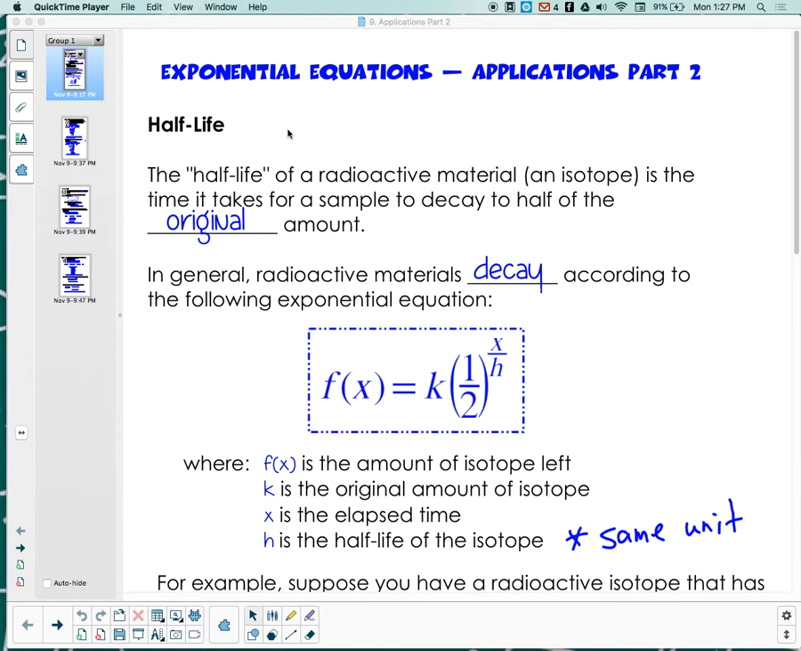Sometimes if you don't read your questions carefully, you don't notice that they're not the same unit and you don't get the right answer. So please pay attention to your x and your h. They must be the same time period.